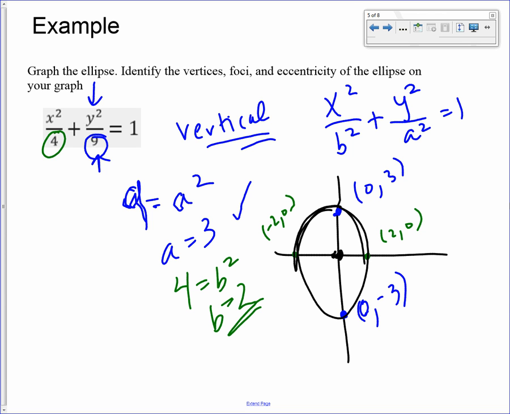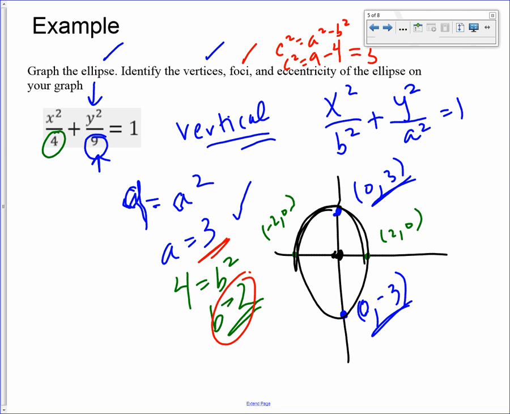The other thing we need is, let's see, so we've graphed the ellipse. It says identify the vertices on the graph, which we've done here. It also says to identify the foci on the graph. So remember, to find foci, we have this equation, c squared equals a squared minus b squared. So a is 3, which means a squared is 9. b is 2, which means b squared is 4. So 9 minus 4 is 5. c squared equals 5.